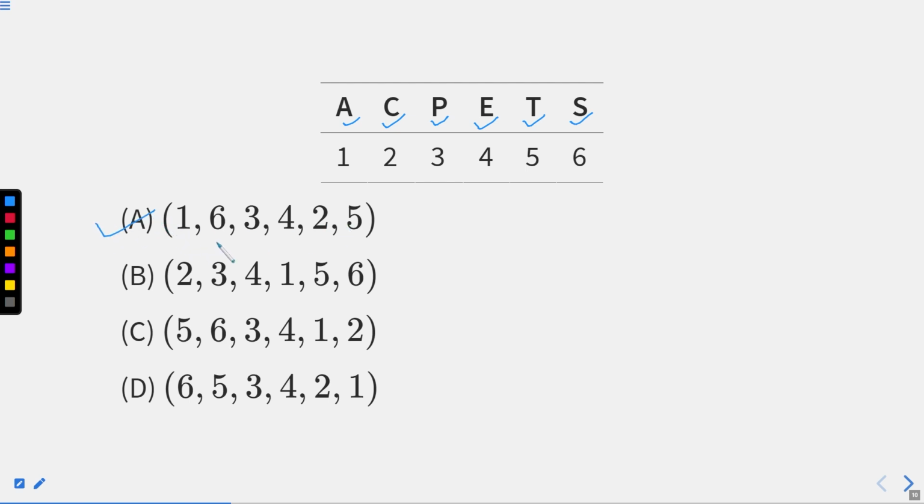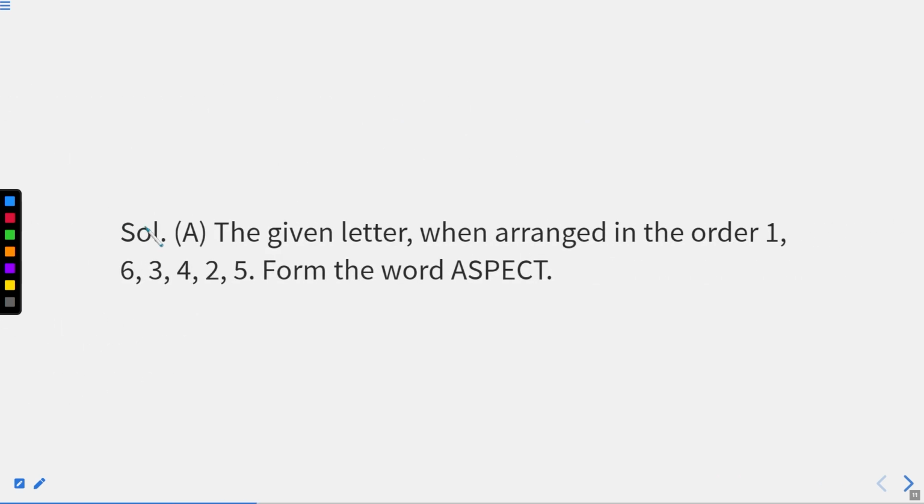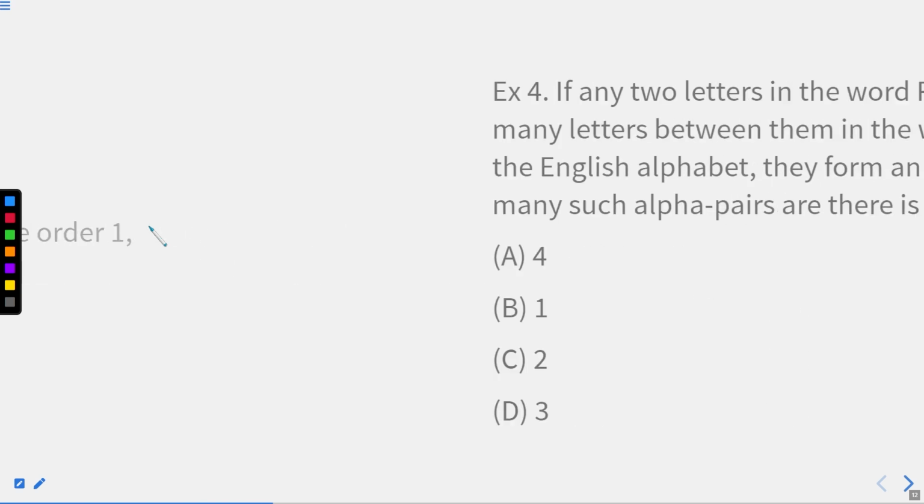This question is pretty similar to the questions using place values, but here the place values are given in a different order, right? So we need to arrange them to form a meaningful word. Eventually we'll get closer to our answer. I hope this question is clear. Now I'll move to the next question, where I'm explaining a different concept, right?